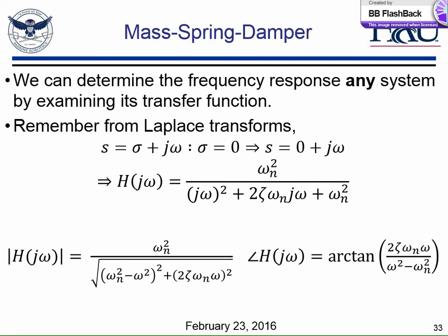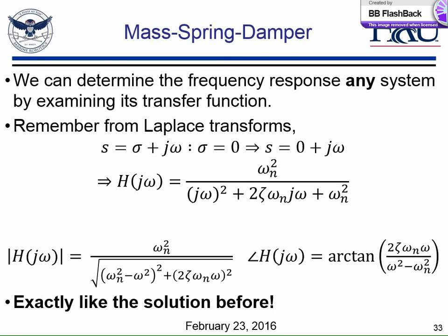We got a real part, we got an imaginary part. So our magnitude is just the real part squared plus the imaginary part squared, taking the square root of. Then we also get some kind of phase change, which is just the arctan of our imaginary part over a real part. And lo and behold, it is exactly like the solution that we got before. So just by examining the transfer function once again, we can cut out the work of actually trying to solve the system.